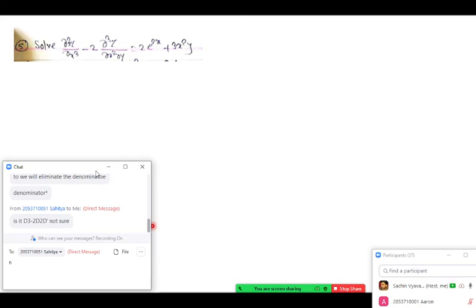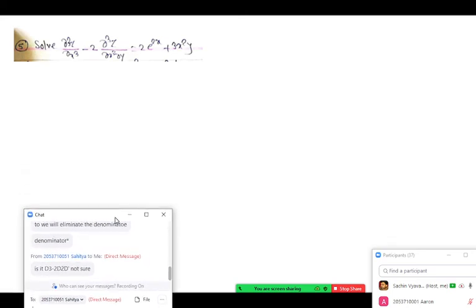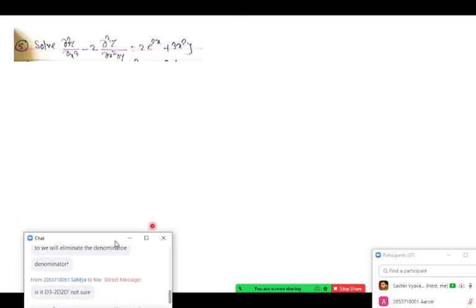It is D cube minus 2D dash. I'm asking the roots actually. Sir, 0, 0, and 2. Yes, 0, 0, 2. That's correct. 0, 0, 2 are the roots because you are replacing D by m and D dash by 1, and you will get the roots m is equal to 0, 0, 2. If those are the roots, tell me what is the complementary solution there?